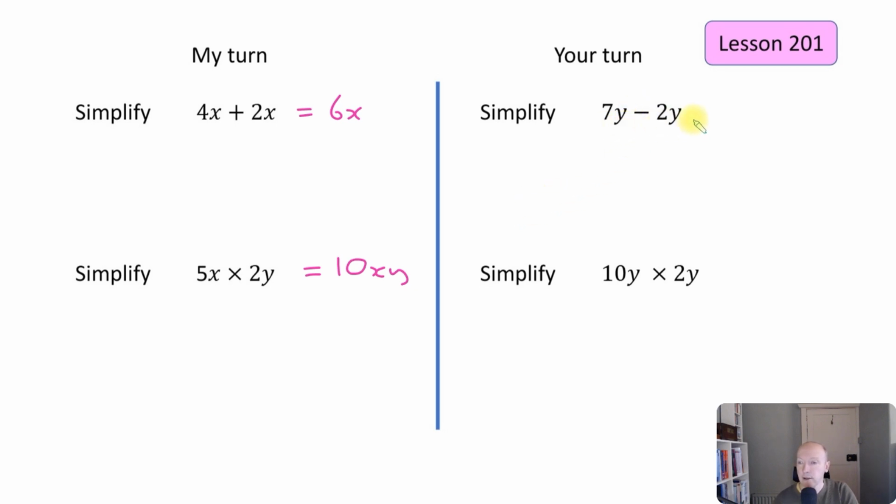Okay, so 7y take 2y, well 7 take 2 is 5, so that's 5y. 10y times 2y, well 10 times 2 is 20, and we're doing y times y, well that's going to be y squared. Again, very common that people forget to put the squared there because they treat this question as if it were this question here. So I want you to, again, be really, really careful you don't get those two different techniques mixed up.